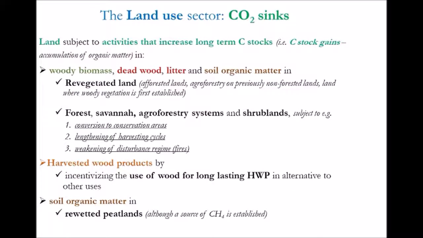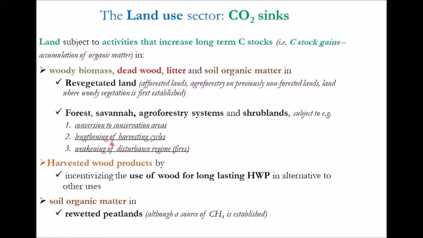Conversely, we have the sink, and you see the sink is just the opposite of what we have seen as sources. You have a sink if your long-term carbon stock increases. This happens in whatever vegetated land. If I have forest, if I convert an annual crop into agroforestry, whenever I establish woody vegetation or increase the density of this woody vegetation, I have a sink. These are some examples here. Also, to incentivize the use of harvested wood product as a long-lasting product is a way to increase the long-term carbon stock and then to mitigate climate change.